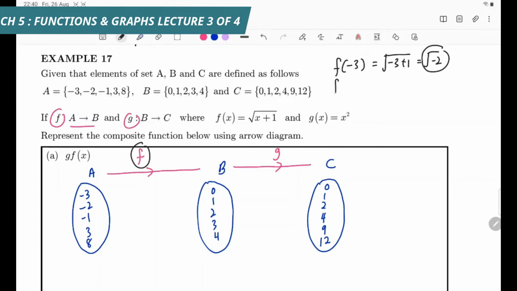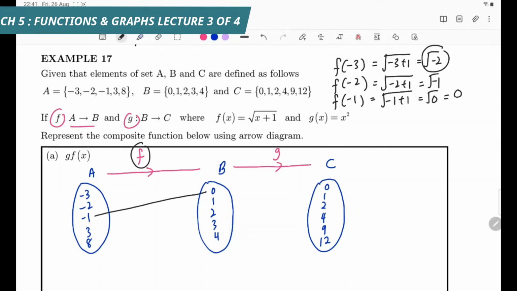So next, f of negative 2, we're going to have negative 2 plus 1, which is negative 1. No value of negative 1 in B, so proceed with the next value, which is negative 1. So we have negative 1 plus 1, which is 0. Since 0 is one of the elements in B, we could map negative 1 to 0.